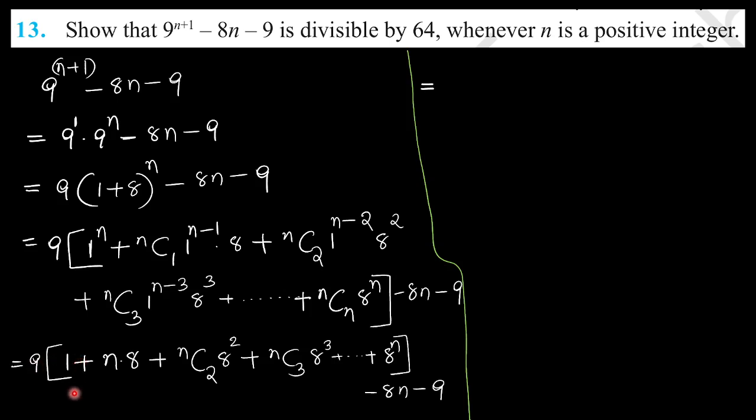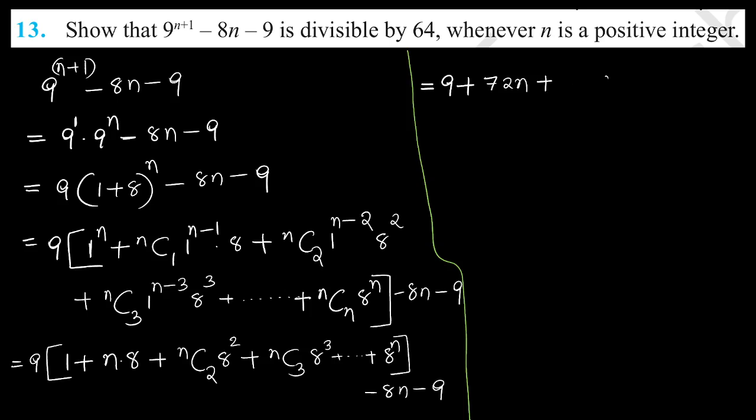Can I open the bracket here? I can open the bracket. 9 into 1 will be there. Understood? If I open the bracket, 9 into 1 will be 9. 9 into 8n is 72n. Then higher powers of 8, like NC2, oh sorry, 9 to be taken inside the bracket.